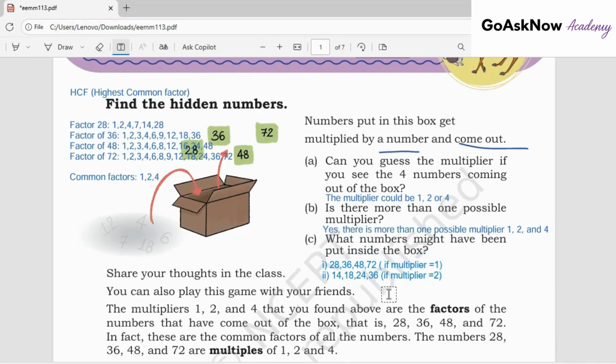Next, the third one, the multiplier of 4. 28 divided by 4 is 7, 36 divided by 4 is 9, 48 divided by 4 is 12, and 72 divided by 4 is 18. So the answer will be 7, 9, 12, 18 if the multiplier is equal to 4. These are the answers for part C.